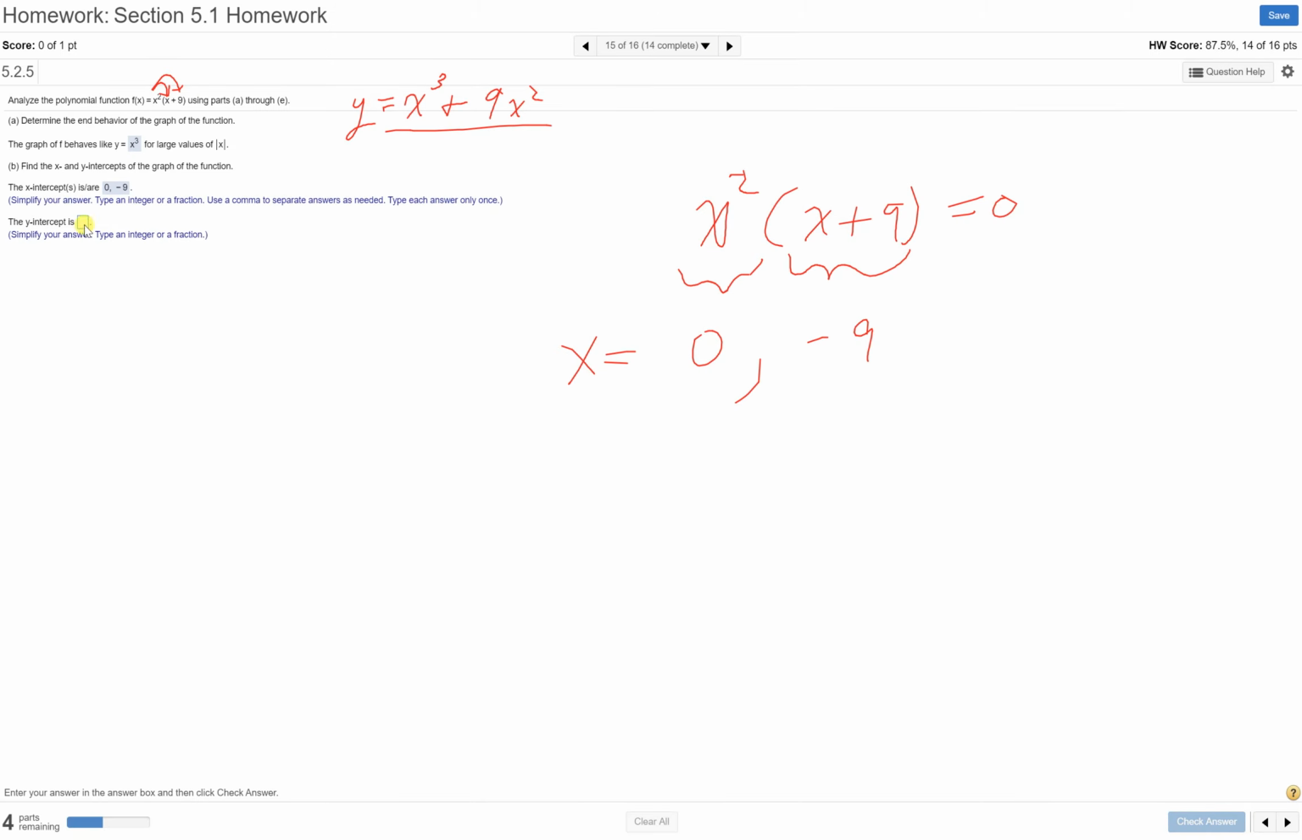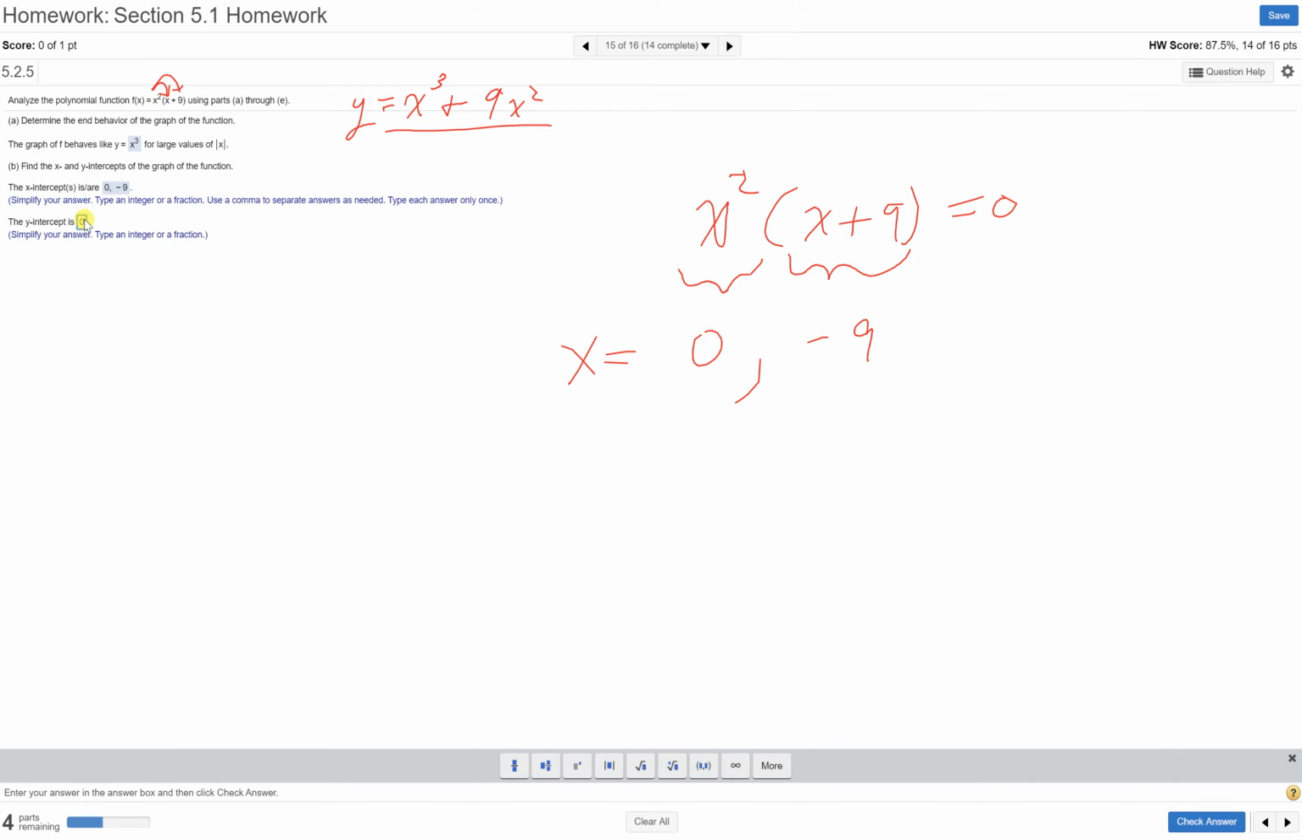Next question, the y-intercept. Y-intercept means we're going to plug in 0. If I plug in 0 into this equation, I'm going to get 0 times 9, which is 0.